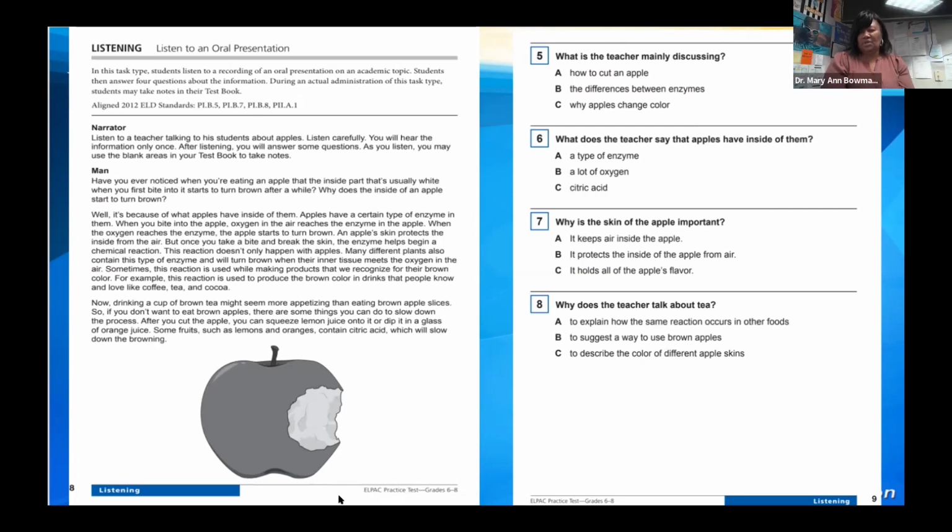And what we also did was we took our parents through the process. We wanted them to see it so that they can encourage their children to follow the tips and strategies that we were providing.